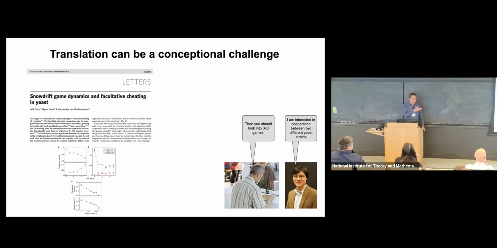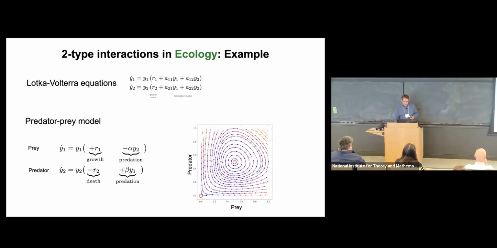I think this is typical for Josef Hofbauer, if you know him. He would say to Jeff Gore, then you should look into 3x3 games. And I would be very puzzled by this. If I'm an experimentalist and say I want to look at the interaction between two things, then some mathematicians tell me, look at three things. That's strange, right? So let's go into this in a little bit more detail.